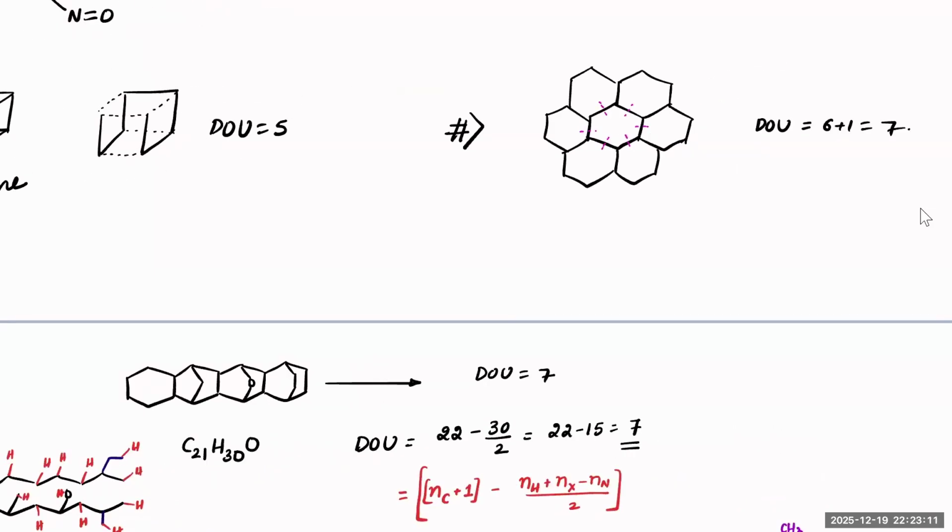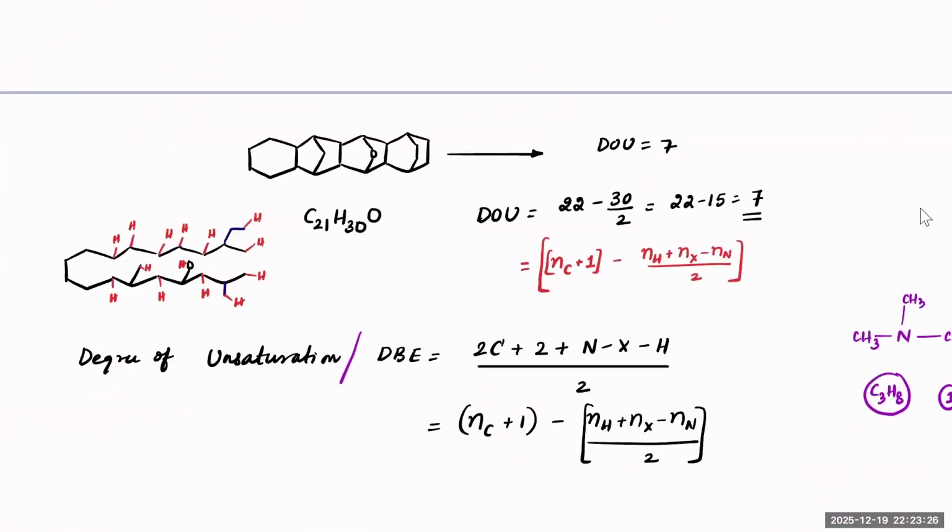Same logic here. So we have 1, 2, 3, 4, 5, 6. 6 cycles I broke. And one big cycle will be remaining at the periphery. So break that. So how many? 6 plus 1, 7. Got it? Same way you can see here, one, two, three, four, five, six. Six I broke. One bigger cycle will be there. That will make the degree of unsaturation 7. Okay.